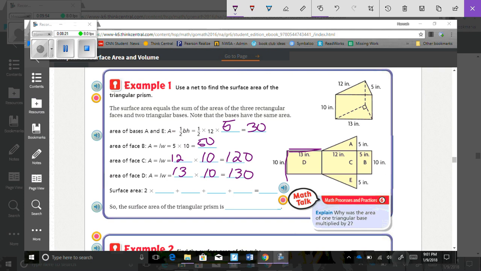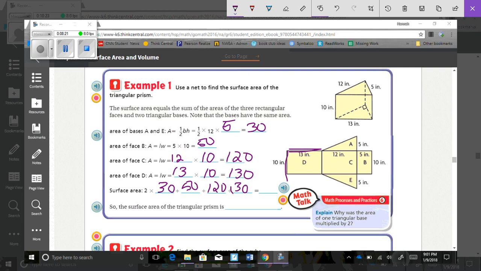Now, we have to go through and they put 2 times 30, because we found the area of one of those bases, and now we have to make sure that we do that for both of them. So 2 times 30 plus 50 plus 120 plus 130.